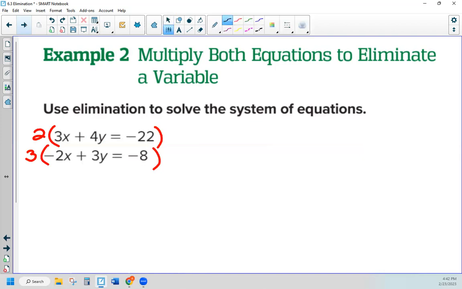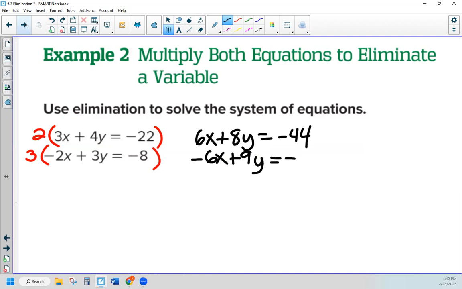So I get 6x plus 8y equals negative 44. And then down here, I get negative 6x plus 9y equals negative 24. Okay, cool. Now we just go exactly to everything that we know how to do.